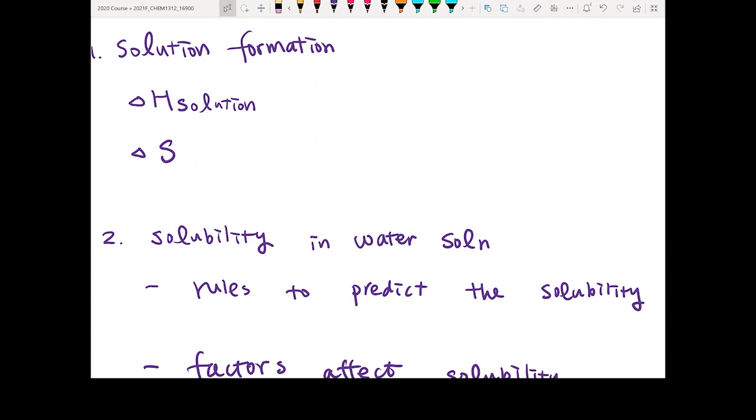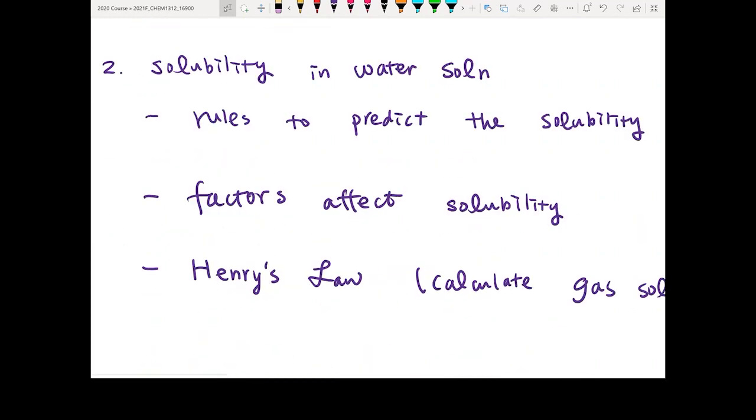So that's the first thing I want to introduce to you. After we understand that concept, if I give you two substances and want you to mix them together and predict whether they are going to form a solution, you need to have some idea of what you can use to make the judgment properly. So I want to know what the rules are to predict the solubility.